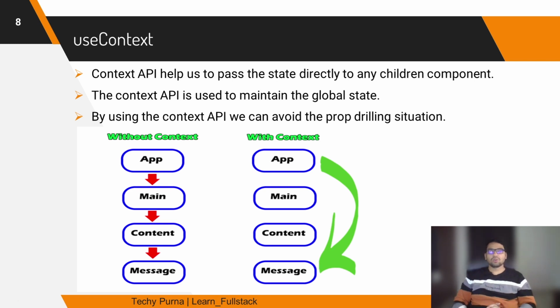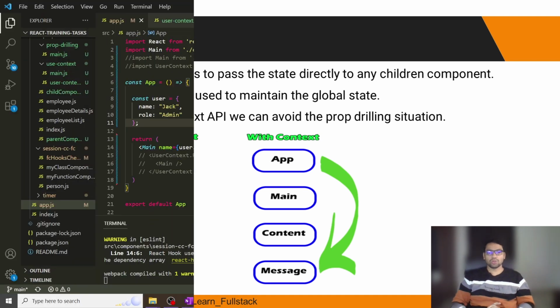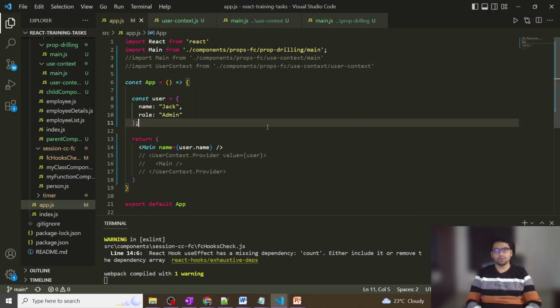So let's come to VS Code to explore the different terminologies used for implementing the useContext hook. Here is one example of prop drilling, and then we will avoid the prop drilling using the useContext hook. You can see here, right? So this is my App component.